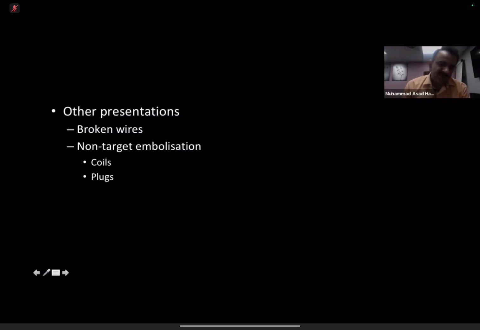Not only the broken wires, there could be some non-target embolization of the coils or the plugs, which you may see have basically flown into any of the pulmonary artery branches, atrium, even right ventricle. The images can be shown to you during the examination, and then you can ask what are the findings and how the radiology can help.